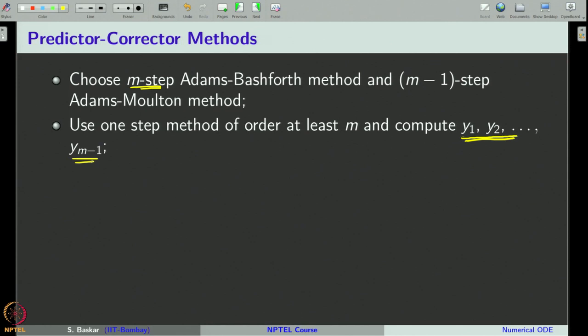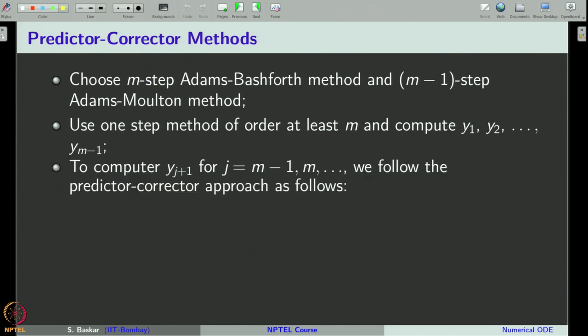Therefore, you have to go for some one step method. It is better to choose a method which is of order m, something like a Runge-Kutta method of higher order, which you can take to compute these values. Once you have these values, then to compute y_{j+1} for j equal to m minus 1 and so on, you will now go with the predictor-corrector approach.